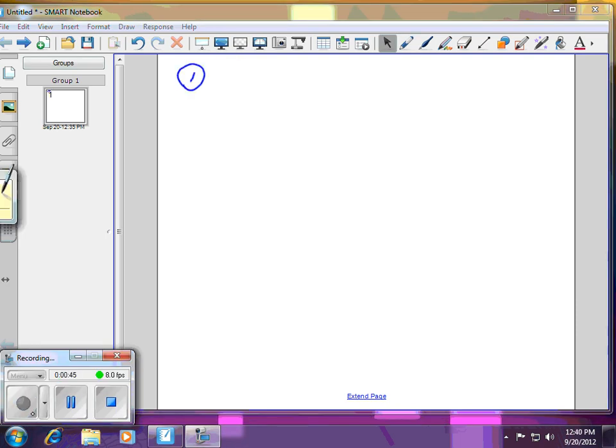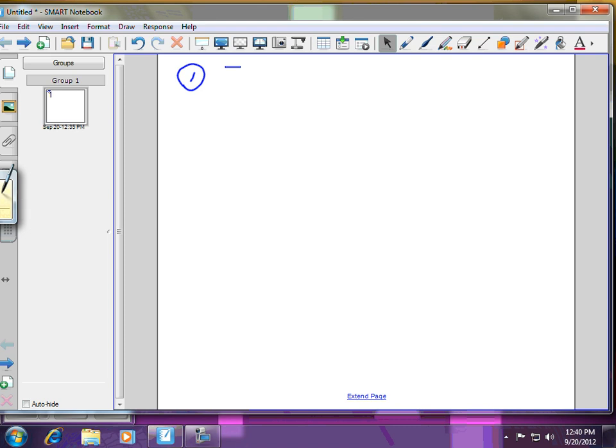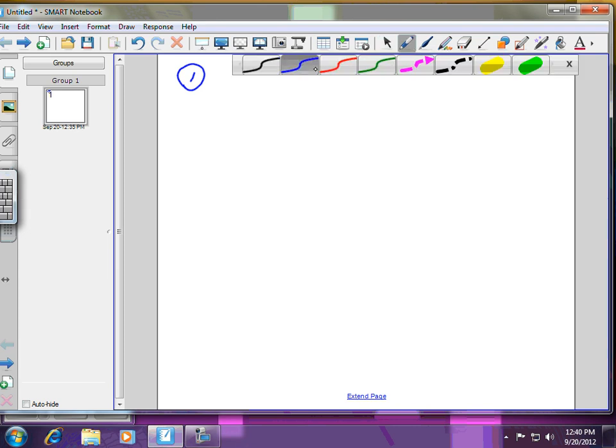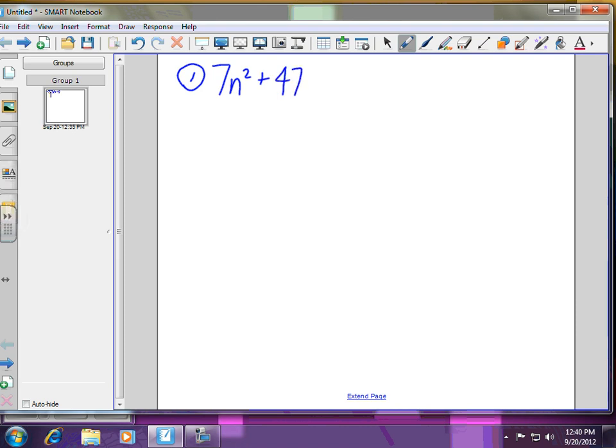All right, so number one is going to be 7n squared plus 47n plus 30. Now, trial and error, the first number is prime, so it wouldn't be horrible, but the 30 is kind of messy. So let's look at our two other methods.